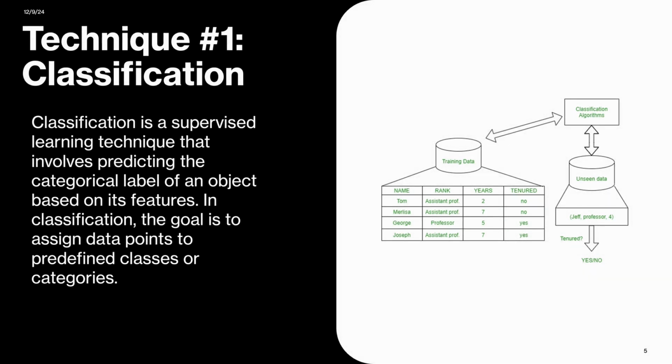classification. By definition, classification is a supervised learning technique that involves predicting the categorical label of an object based on its features. So in classification, the goal is to assign data points to a predefined class or category. How it works is the algorithm is trained on a labeled dataset with known class labels. The model learns a relationship between input features and the target class. And once trained, the model can predict the class of unseen data.